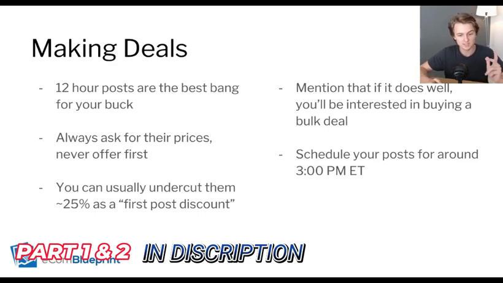Now, you always want to ask for their prices first. Don't offer first because you really don't know what their prices are. So always ask for their prices first and then undercut them. So usually I undercut them about 25%, and I say, can we do this for this price, 25% undercut, and then as a first post discount. So that's usually the excuse that I give for why I should get that discount.